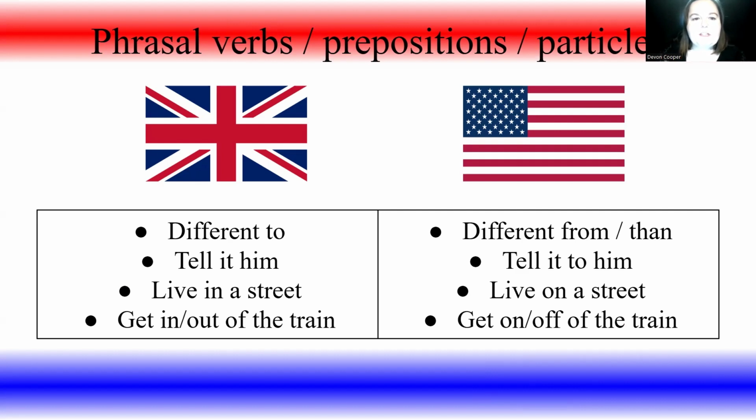In British English, there's a tendency to say live in a street, as opposed to American English, where we might live on a street, right? So he lives in Main Street or he lives in High Street, where we might say he lives on Main Street or lives on 16th Street. In British English, they get in and out of the train, whereas in American English, we get on and off of the train.